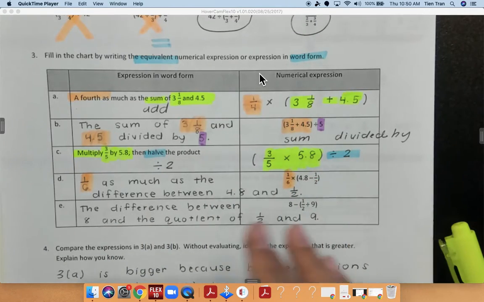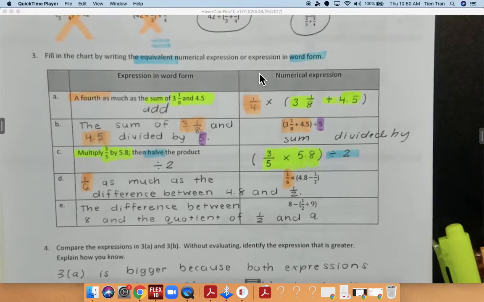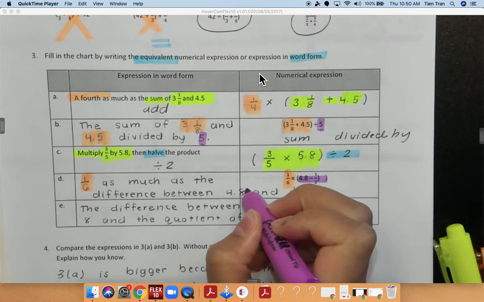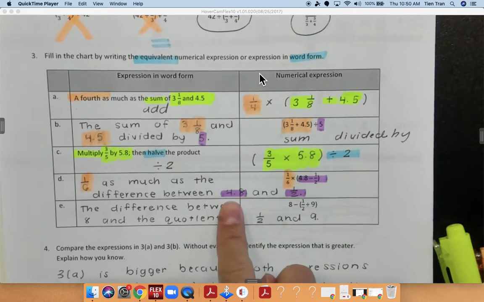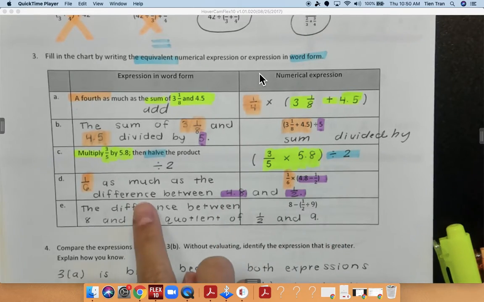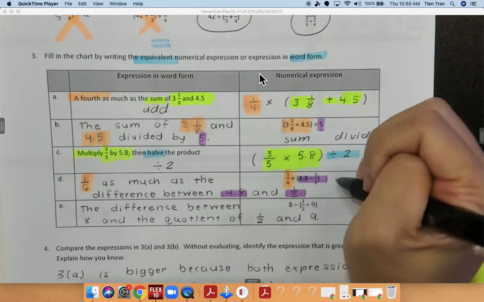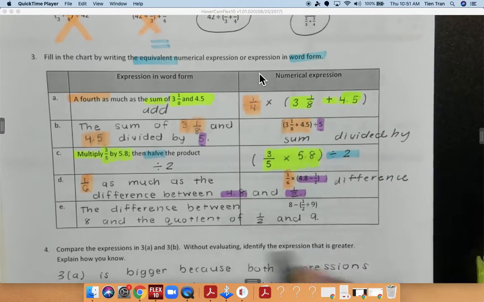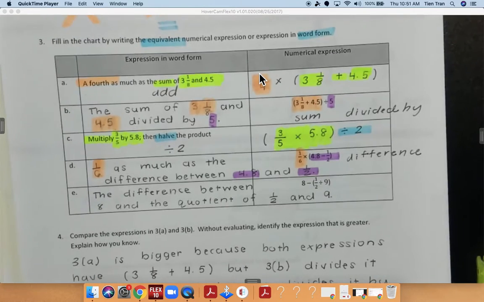I'm just exposing you to more words so that you know, just in case they pop up in a test. So the difference means subtract, so we did that. We subtracted 4 and 8/10 and 1/2. So difference means to subtract, and that's the word I want to use when I am subtracting, difference. That's the word they will use most of the time. They don't usually use subtract.